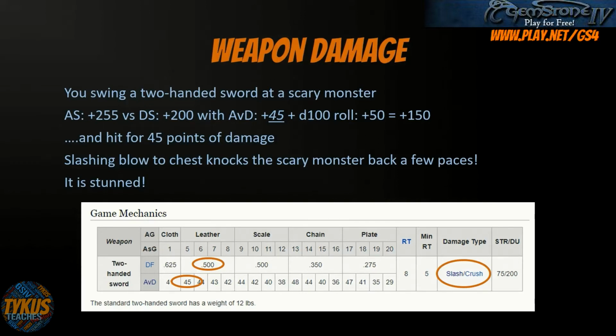And this weapon does either slash or crush damage. And if we look up at our descriptor sentence from our attack, we'll see it as a slashing blow to the chest, which means that we are going to use slash damage, and we will maintain it always being a chest wound.